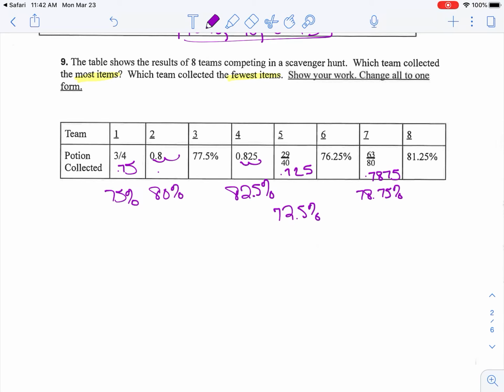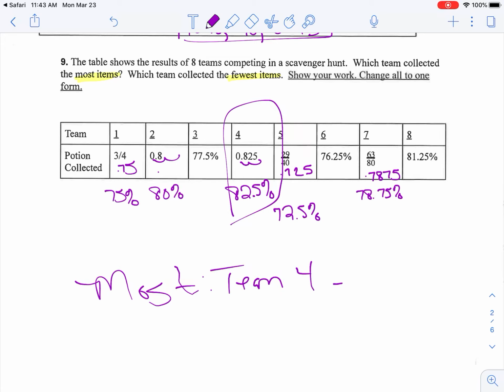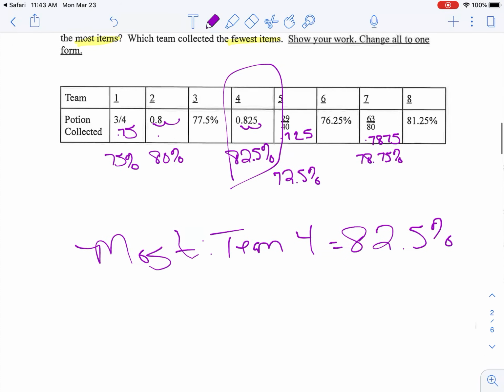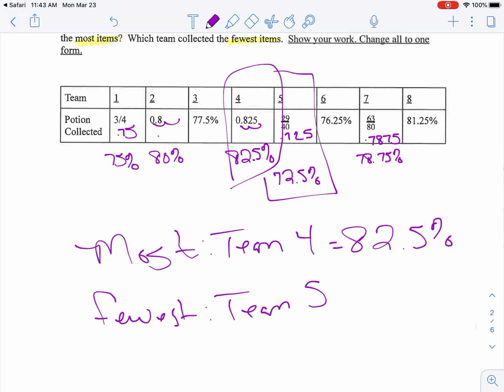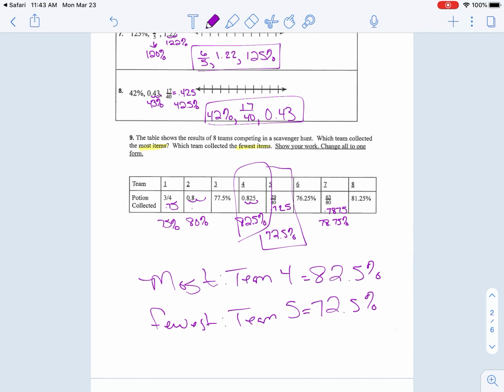Okay, so which team collected the most? The largest number I see, I think, is right here. Team 4 with 82.5%. And the one with the fewest, 72, right beside it, 72.5%.